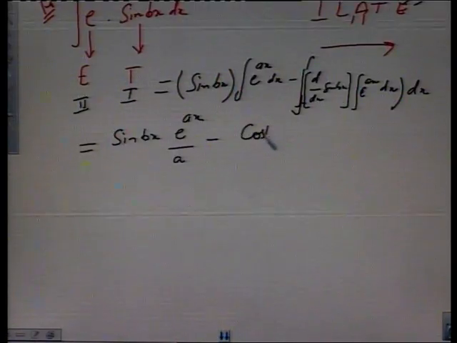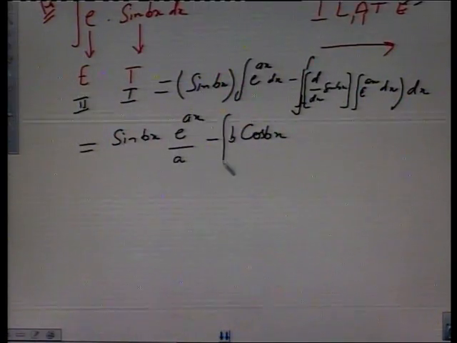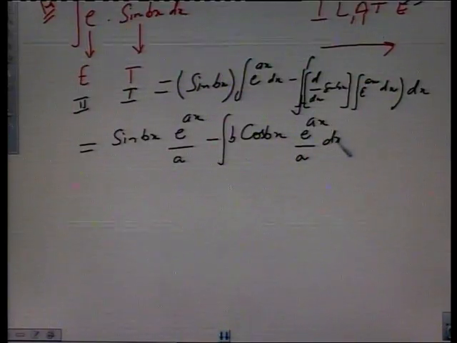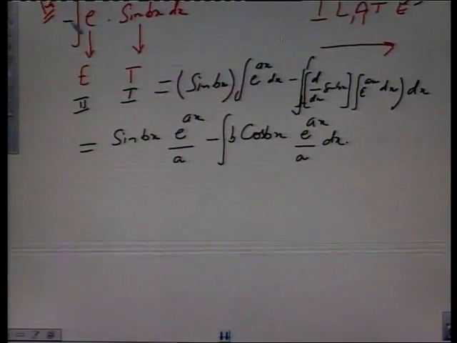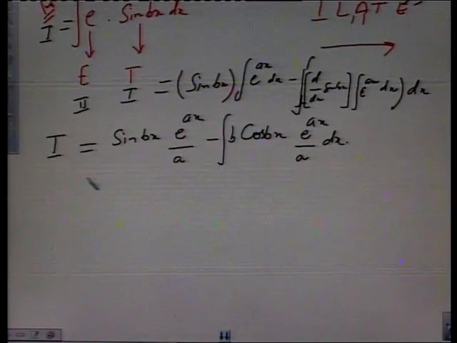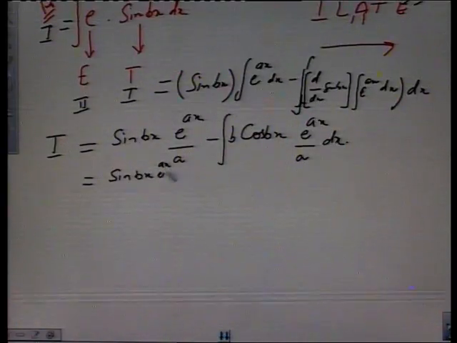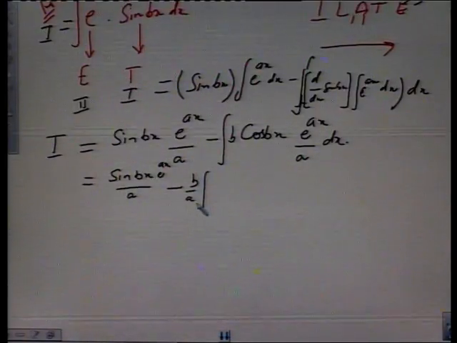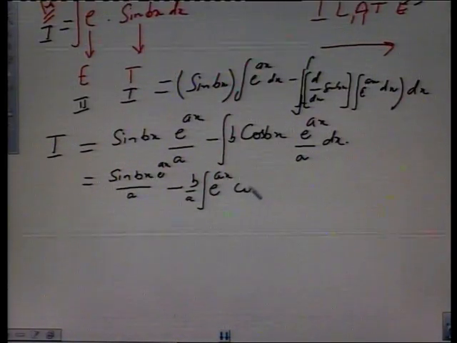Derivative of sin bx is cos bx into b, and integration of e raised to power ax is e raised to power ax upon a into dx. Now, students, if we take our question equal to I, so this becomes I is equal to sin bx e raised to power ax upon a minus b upon a gets outside. This again becomes e raised to power ax into cos bx dx.